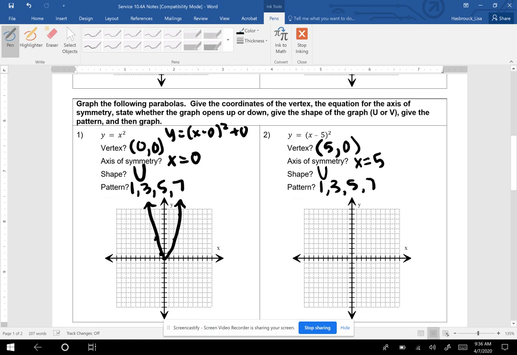So for this one, I start at 5, 0. So I go right 5, put a dot there, and my pattern is the same. Over 1, up 1, over 1, up 3, over 1, up 5 on both sides. And draw my lines with arrows. And that's it.